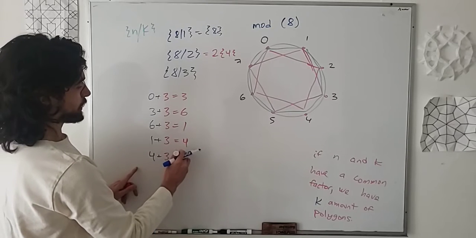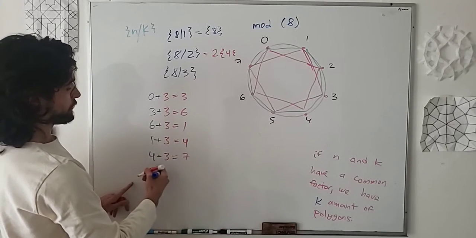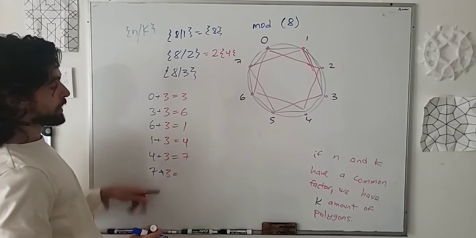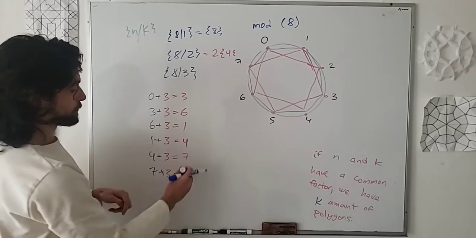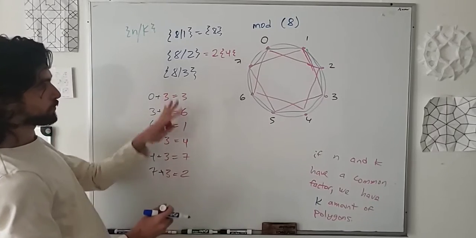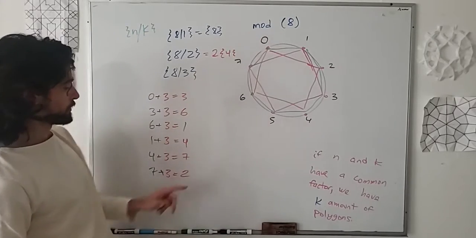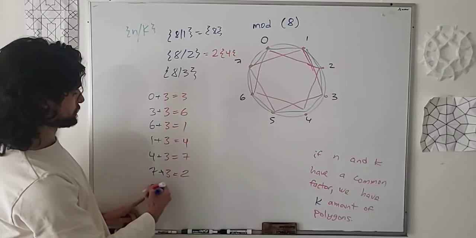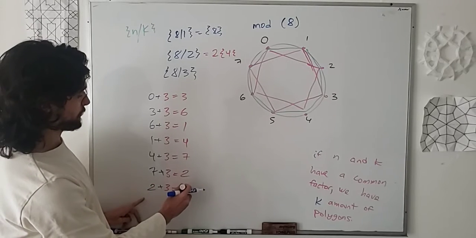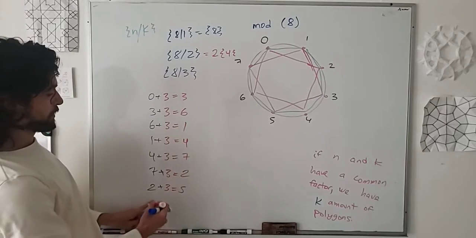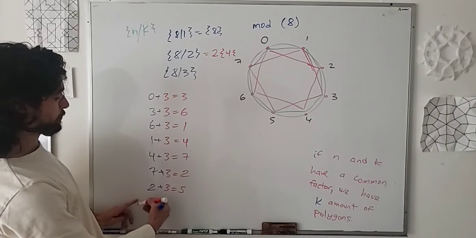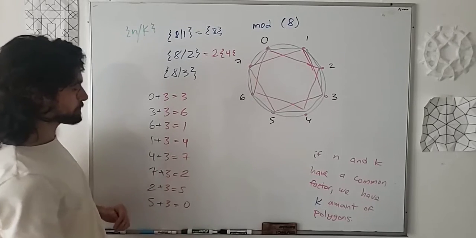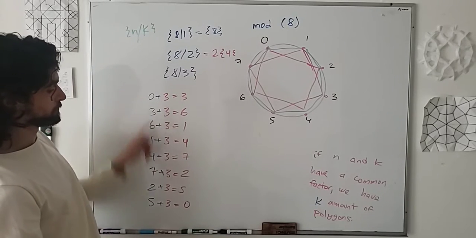4 plus 3, 7. 7 plus 3. Again, 7 plus 3, that's 10. How much does it go over 8? 2. Again, this is all mod 8. So 2 plus 3 is 5. And then finally 5 plus 3 equals 8. 8 is 0. And we're back to where we started from.